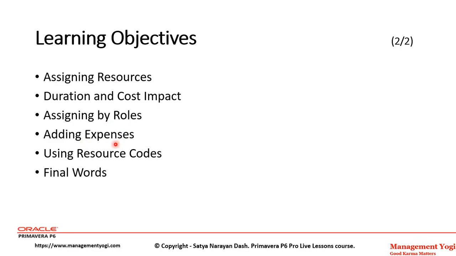Adding expenses. Expense is another cost, and we will see how to add the expenses. Using resource codes. We already saw project code, activity code. Similarly, we are also going to use resource code.